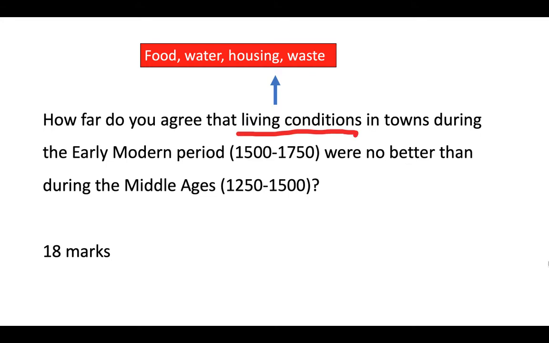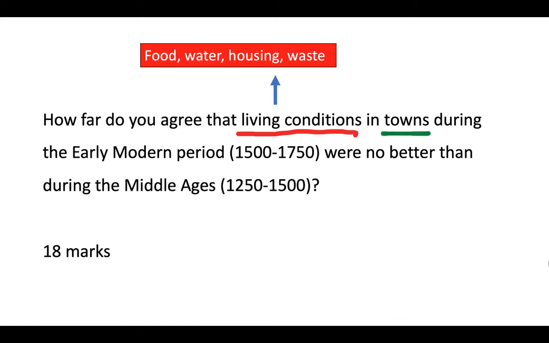Now, first thing that crops up here is living conditions. Whenever we see that, we underline it and we write a quick note to remind us, what are we talking about with living conditions? We're talking about food, water, housing, waste. I'd always suggest you write that on the exam paper. It keeps your mind really focused on what you're going to write about. So how far do I agree that living conditions, meaning food, water, housing, waste?